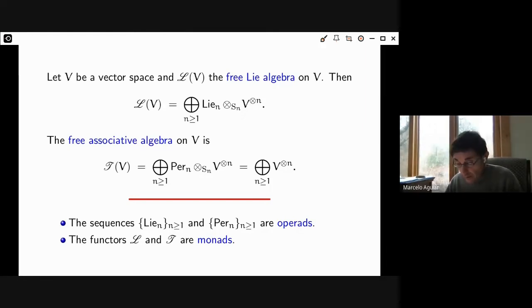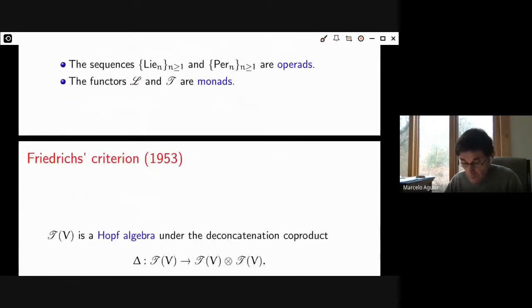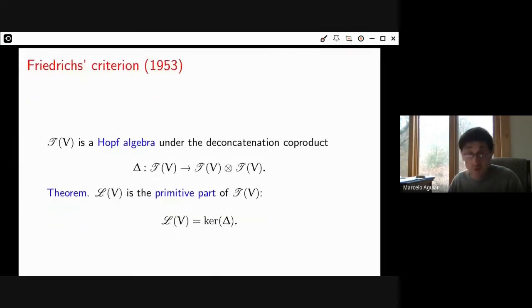What we only need is this connection, and now that we've introduced the tensor algebra, we have a chance to employ it to describe another criterion involving the free Lie algebra. This is Friedrichs' criterion from the same period of time, which states the following. We first observe that the tensor algebra is an associative algebra. It's the free associative algebra, but it is also a Hopf algebra under a coproduct that is simply deconcatenation.